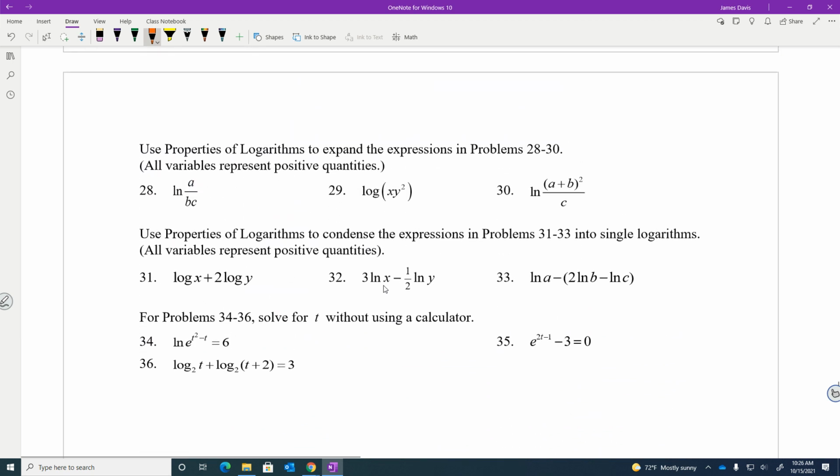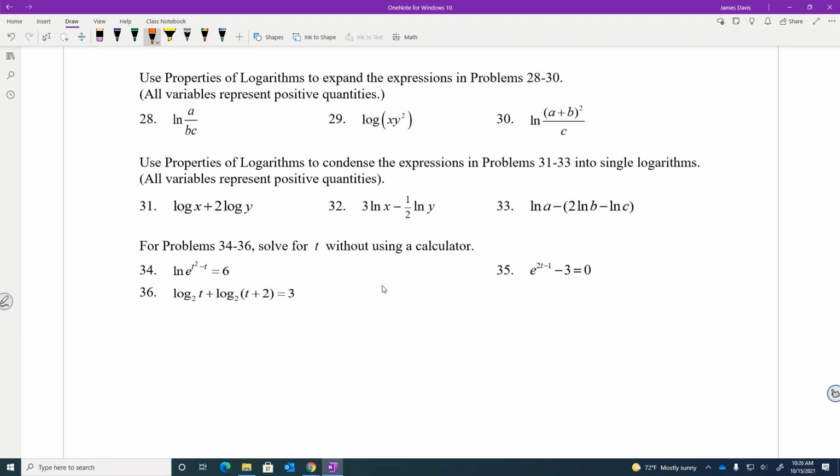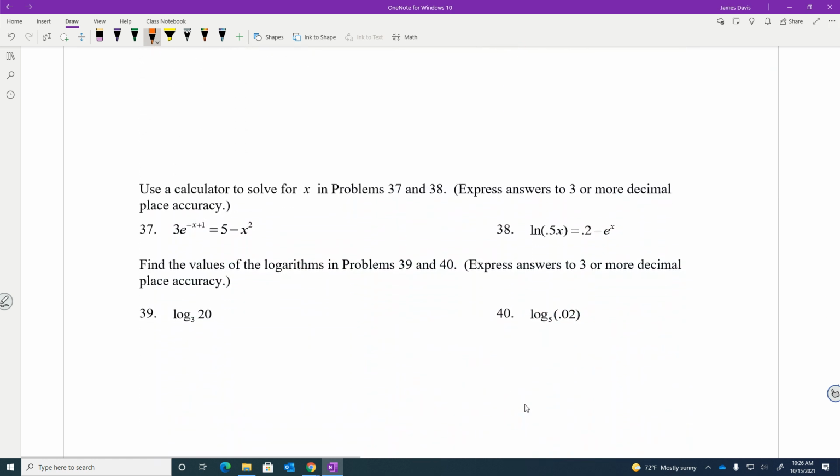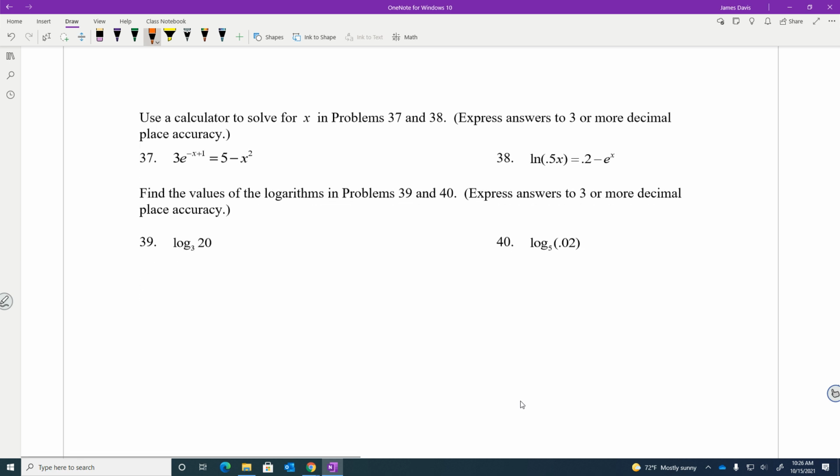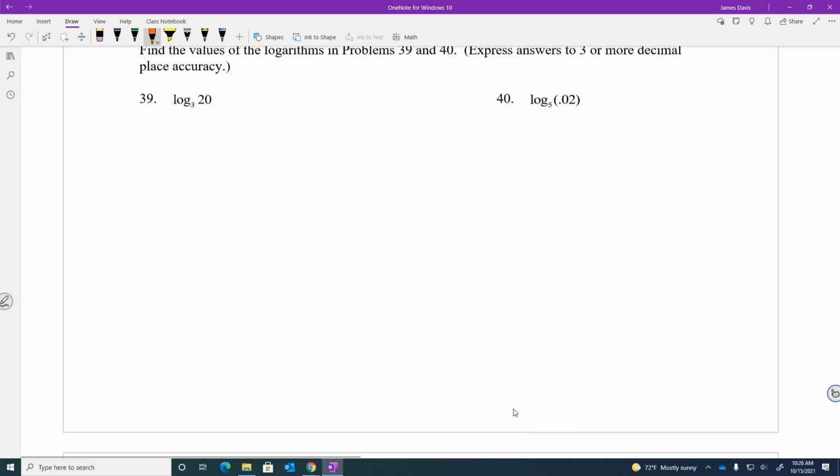So you guys just got to do the rest of that. 29 is going to be expanding, condensing. Try to solve just that one without a calculator. That should be doable. With a calculator, and change the base. All right, so not much more.